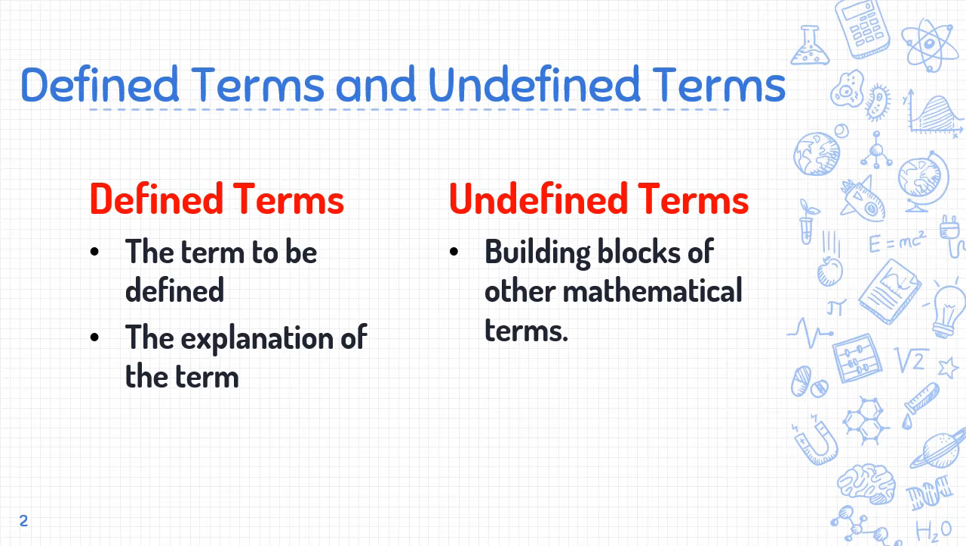Okay? How do we know the meaning of a term if we do not define it? By describing some of its characteristics, we may be able to have a good idea of its meaning, right? So using defined and undefined terms, we're able to have a good idea of the meaning of terms, especially the terms that are not familiar to us.